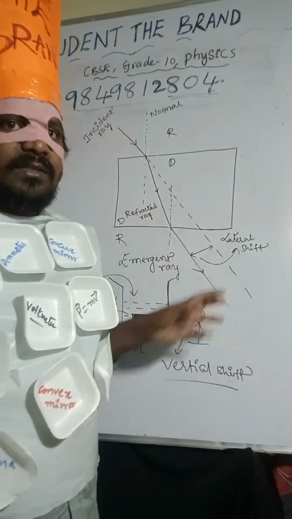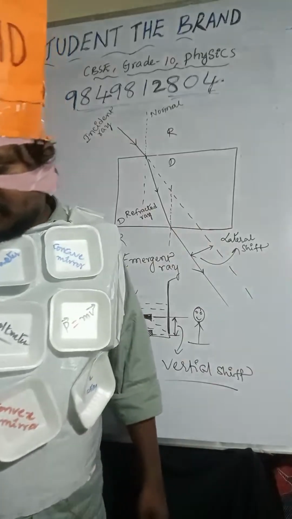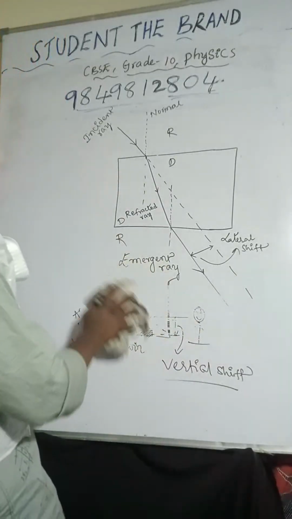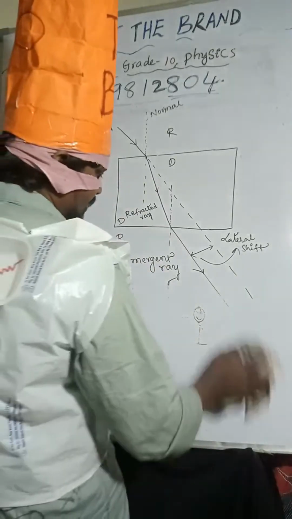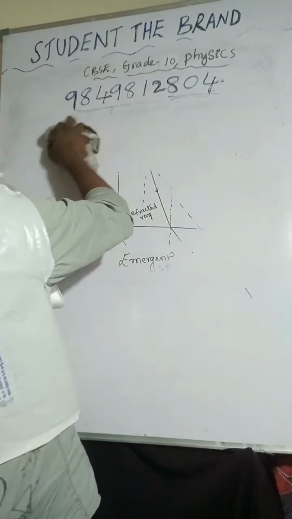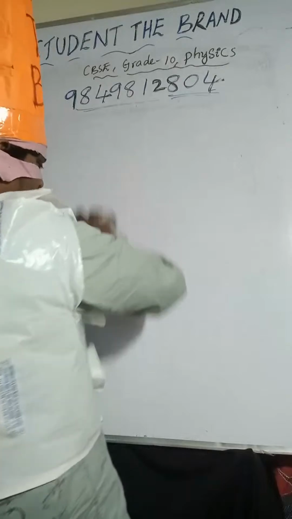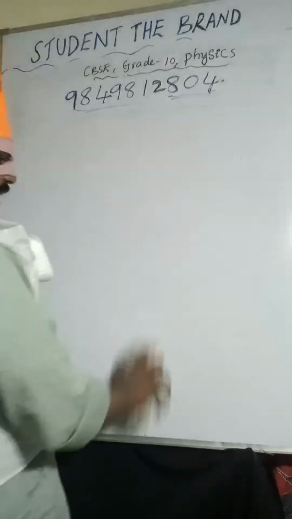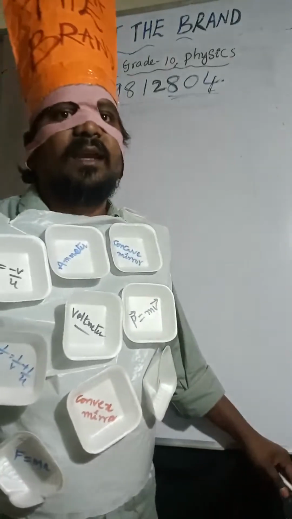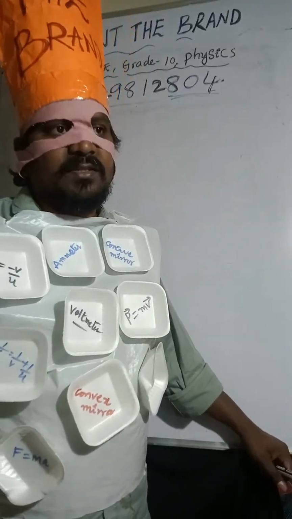So this is about refraction through a glass slab. Now we will discuss the power of lens, and refraction also, when light is moving from one medium to another medium, rarer to denser. If the light ray is moving from one medium to another medium, then the path of the light ray changes. That is called refraction of light.